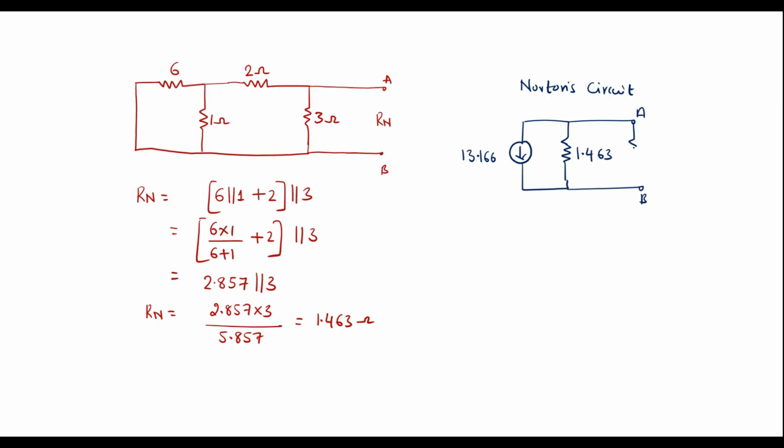Here we need to connect the 10 ohm resistor. So now the current will divide here. Part of the current will flow here, part of the current will flow here. So I2 is the current through the 10 ohm resistor. Therefore I can write I2 is equal to total current. I will apply the current division rule: 13.166 into 1.463 divided by the sum of these two, that is 10 plus 1.463.